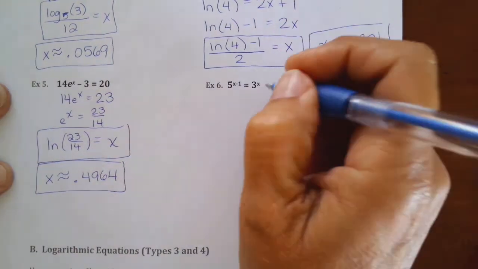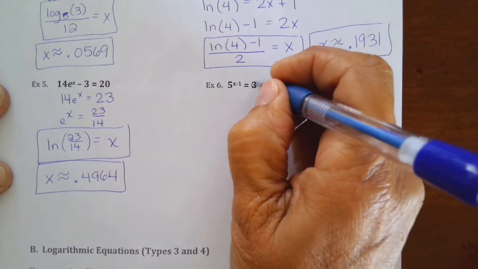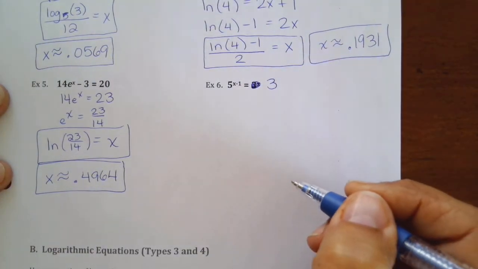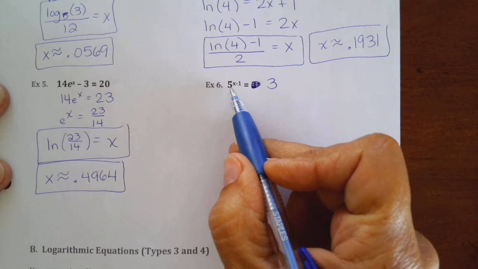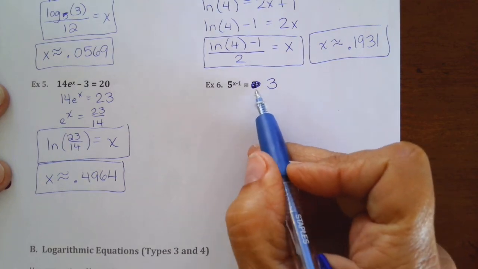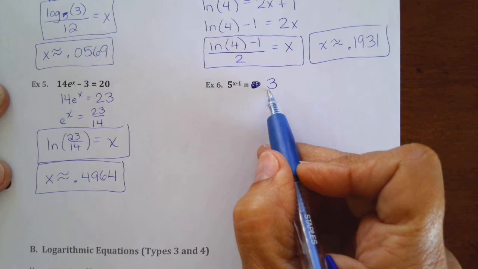All right, number 6 is a typo. That x should not be there. So this side should just say equals 3, okay? So this one is ready to go. We have the base, the exponent, and the answer. So write this as a log. That x was just a typo. It should just equal 3.